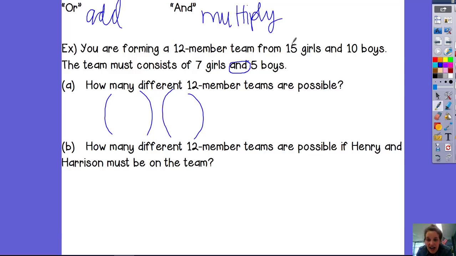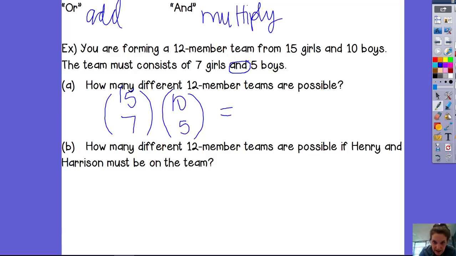Okay, so I have 15 total girls to choose from. And I need 7 girls on my team, so I'm going to choose 7 of those 15 girls. I have 10 total boys to choose from, and I'm going to choose 5 of those boys for my team. So I have 15 choose 7 ways to choose my girls, and I have 10 choose 5 ways to choose my boys. So how many different 12-member teams are possible? I'm going to just multiply those two combinations.